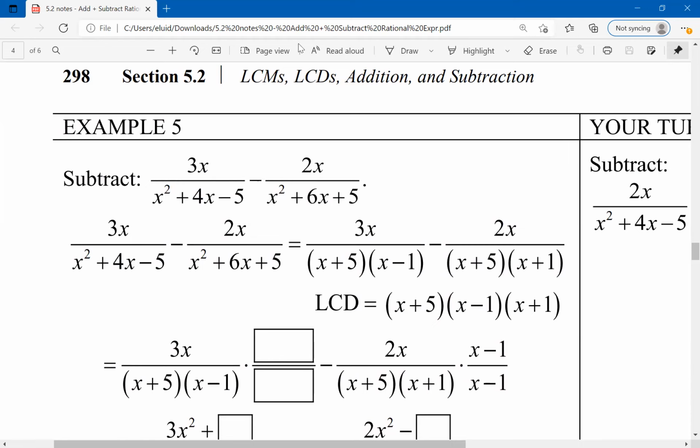So we're going to factor each denominator. x squared plus 4x minus 5. That turns into x plus 5, x minus 1.